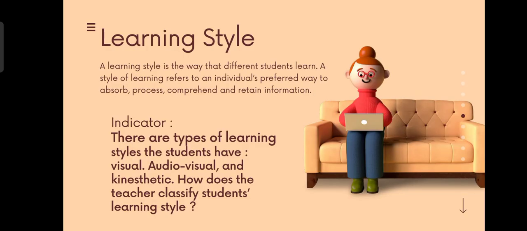And then we have learning style. A learning style is the way different students learn. It refers to an individual's preferred way to absorb, process, comprehend, and retain information. The indicator is, what types of learning styles do the students have? We have visual, audiovisual, and also kinesthetic. So how does the teacher classify students' learning styles?